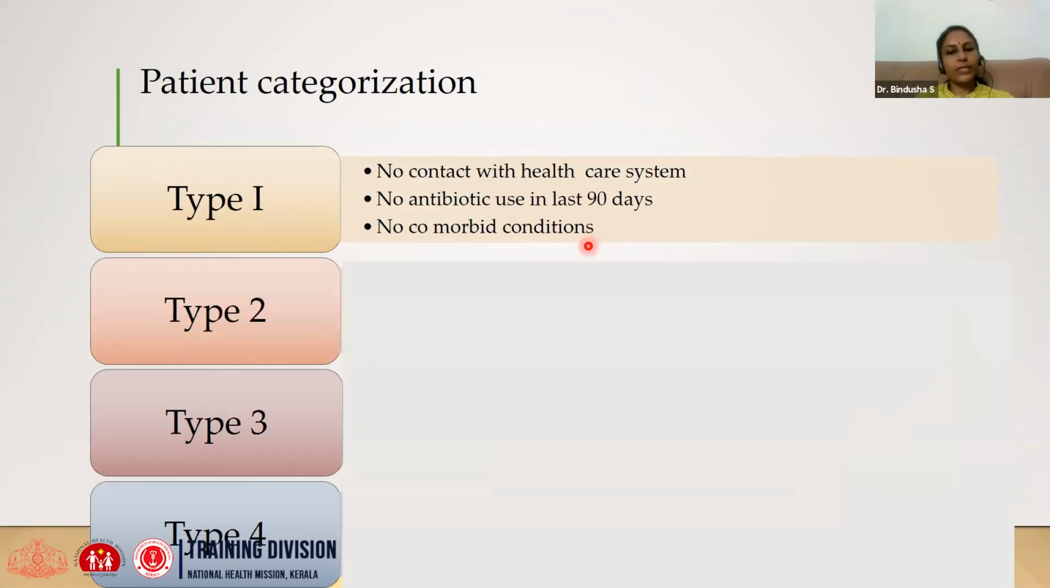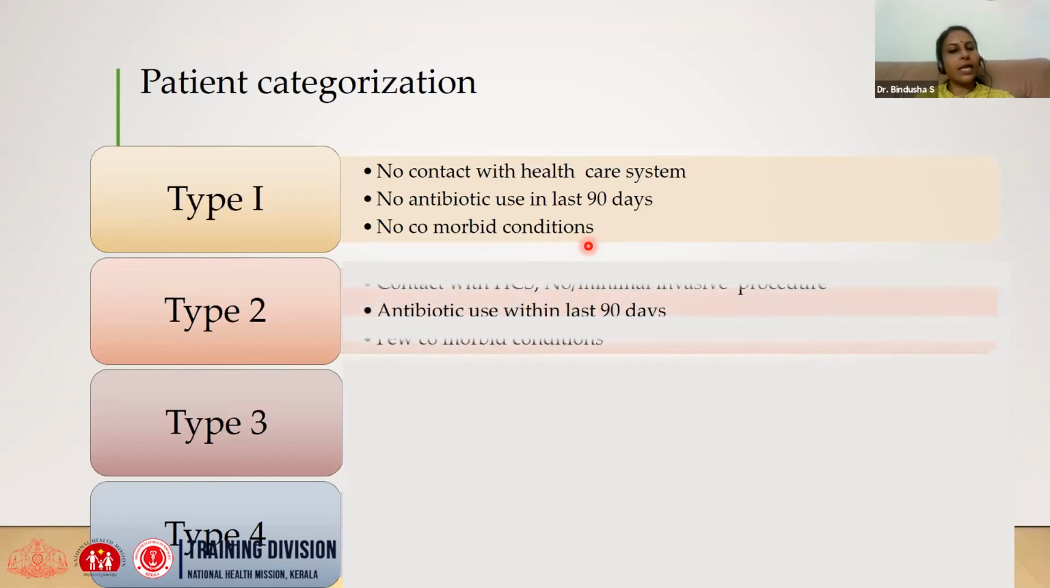A type 1 patient is a patient who does not have any contact with the healthcare system, no antibiotic use in the last 90 days, and no comorbid conditions. This patient is very unlikely to have any resistant organism. If he gets an infection, it is usually due to organisms which are sensitive to the first-line antibiotics.